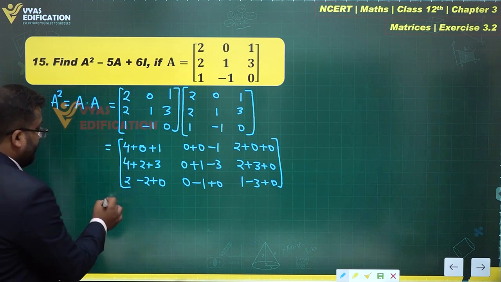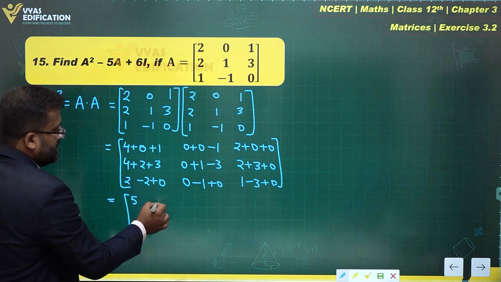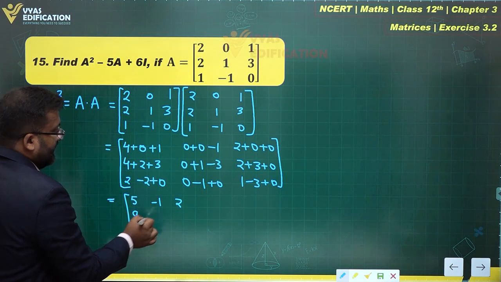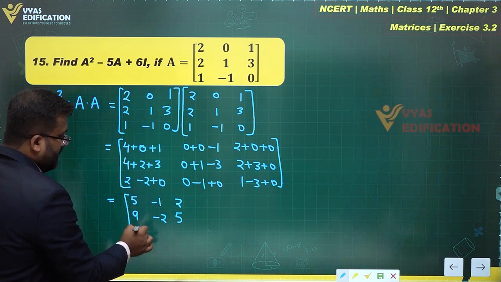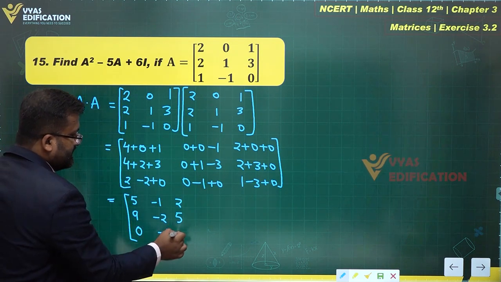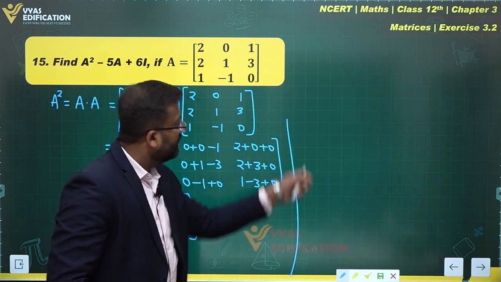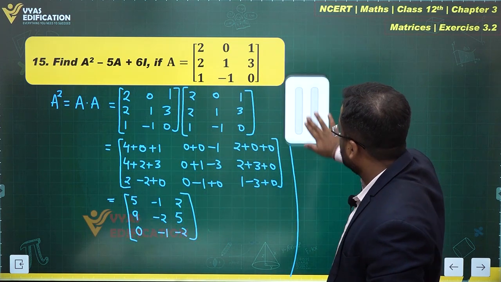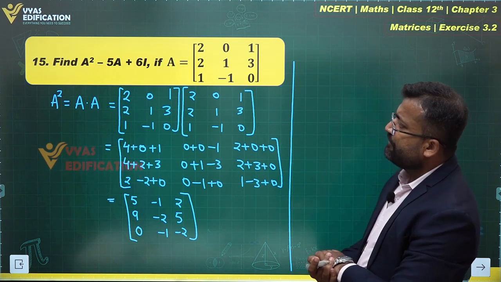The value of A squared can be obtained after this. A squared would be equal to: this is 5, this is minus 1, this is 2. This is 9, this is minus 2, this is 5. This here is 0, this here is minus 1, this here is minus 2. That's what we have over here. So what next? We have found A squared.